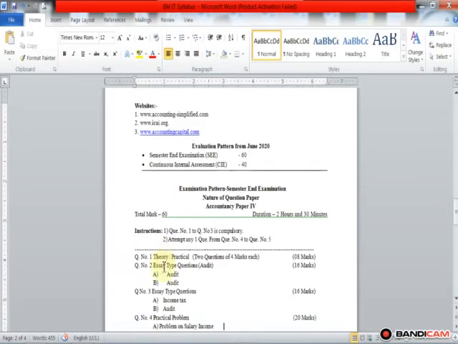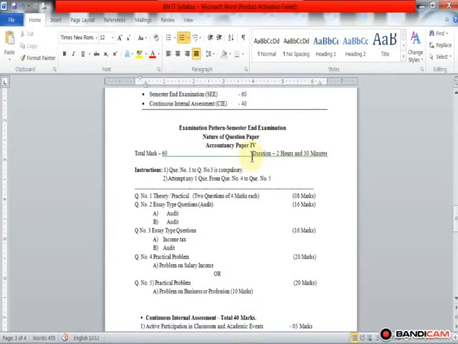Next, the evaluation pattern from June 2020. Here the semester end examination is for 60 marks, and the continuous internal assessment, CIE, is for 40 marks, total 100 marks.